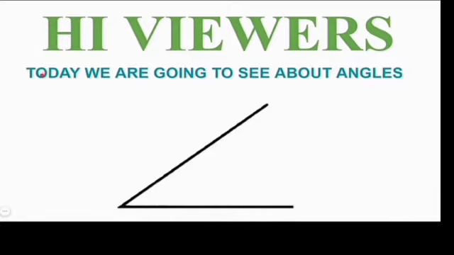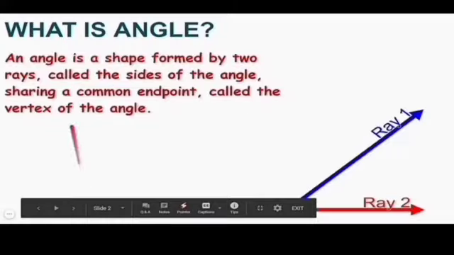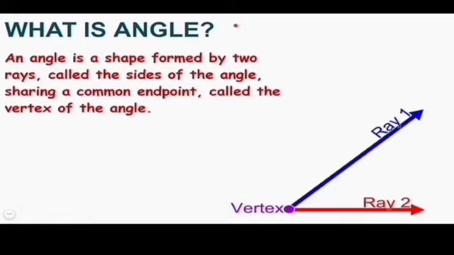Today we are going to see about angles. Let's get into the video. Now we're going to see what an angle is. An angle is a shape formed by two rays, called the sides of the angle, sharing a common endpoint called the vertex of the angle.